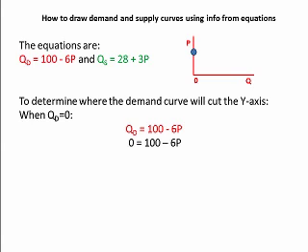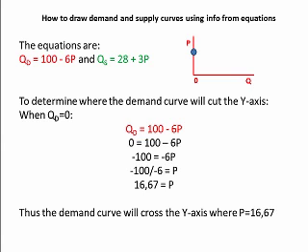Thus 0 is equal to 100 minus 6p. Therefore, minus 100 is equal to minus 6p. P is equal to minus 100 divided by minus 6. Therefore, P is equal to 16.67. Thus, the demand curve will cross the y-axis where P is equal to 16.67.